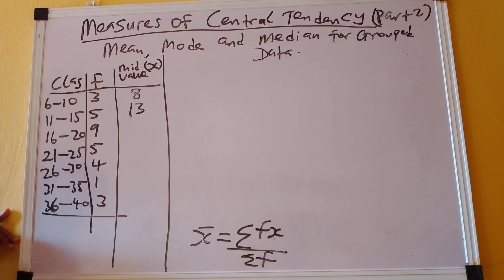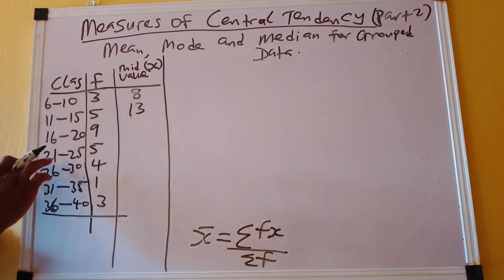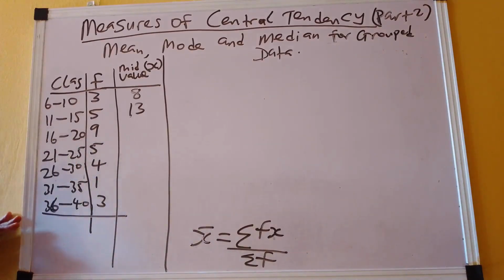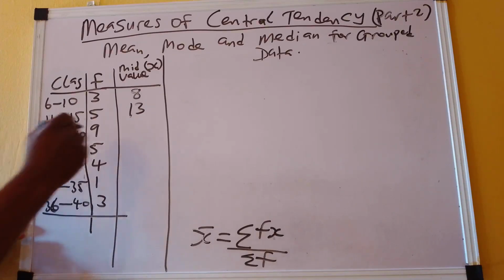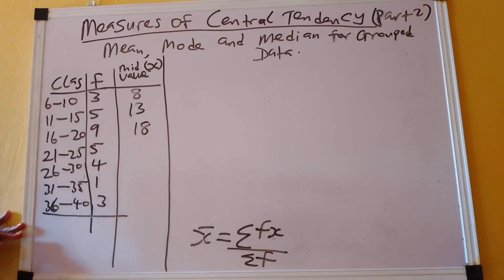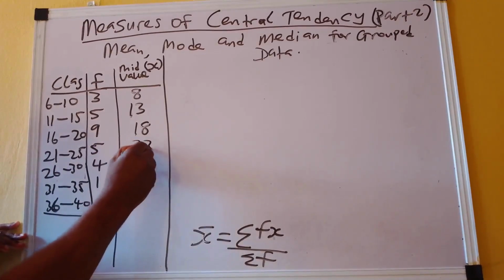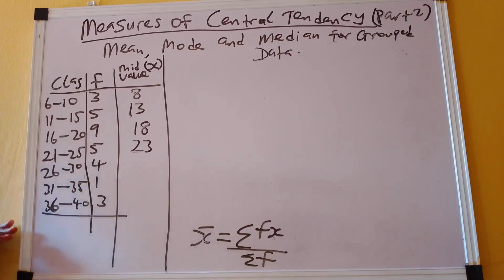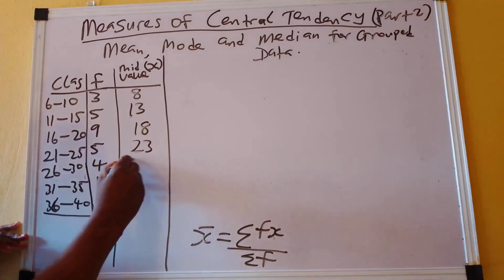Then the next one again is 16 plus 20. You add it together, you get 36. When you divide it by 2, you get 18. 21 plus 25 is 46. When you divide 46 by 2, you have 23. Then the next one, 26 plus 30 is 56. When you divide it by 2, you have 28.